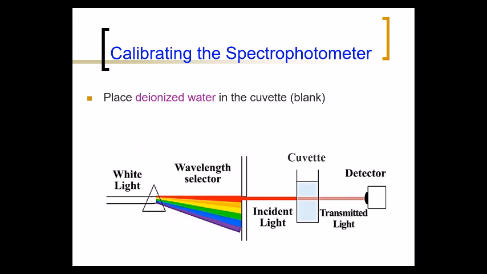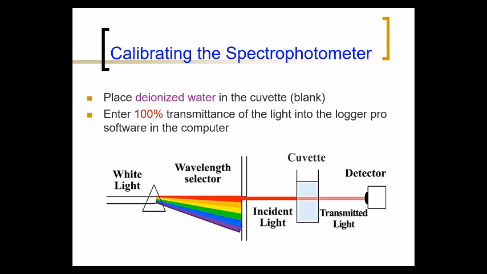Now, calibrating it, you need to use deionized water so there aren't any particles in there to do any absorbing. You put that in the cuvette, it's called a blank, and then of course you go into the computer and you set it and calibrate it to, that's going to be what 100% transmittance looks like.